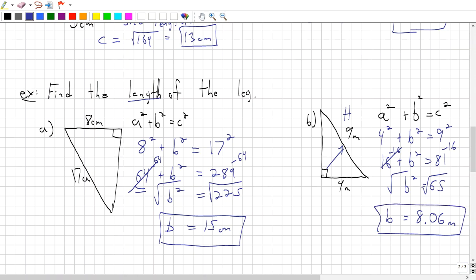So that's how you find the length of a leg as opposed to the length of the hypotenuse. For the length of the leg, again, there's one extra step you have to do. You have to do that subtraction.